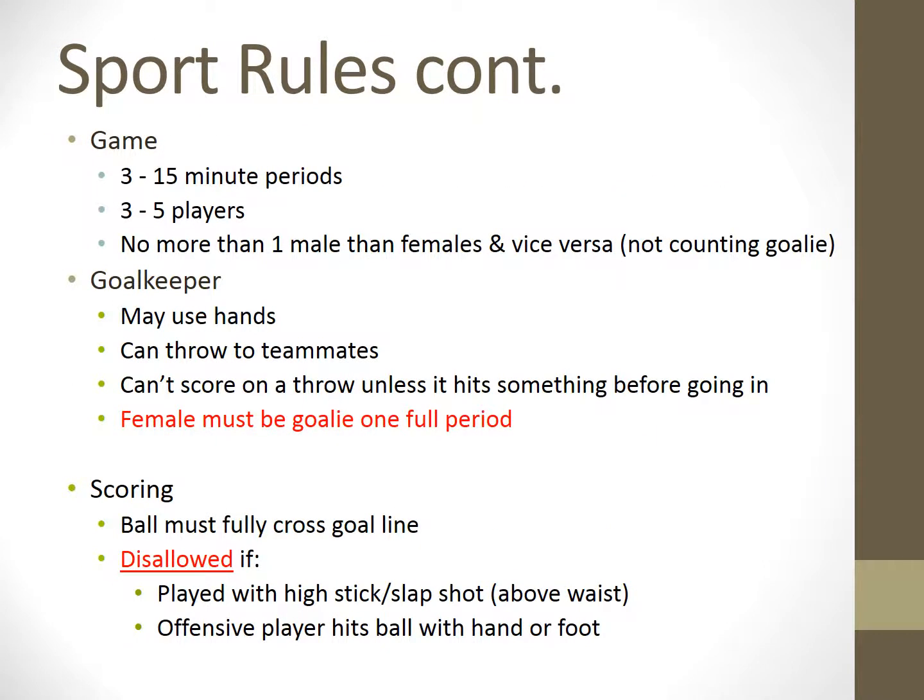The game consists of 3 15-minute periods, and teams can only have between 3 and 5 players on the rink at a time. There may be no more than 1 male than female, and vice versa, not counting the goalie. The goalie may use their hands and throw to teammates, but can't score on a throw unless it hits someone or something before going into goal. A female must be the goalie for at least 1 full period. To score, the ball must fully cross over the goal line, and will be disallowed if the player high sticks, slap shots, or hits the ball in with their hand or foot.